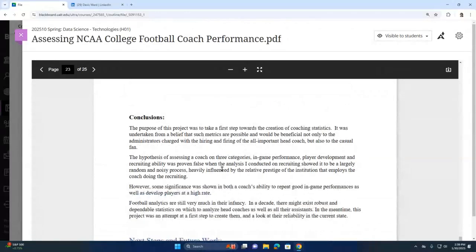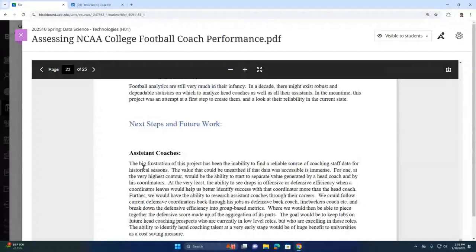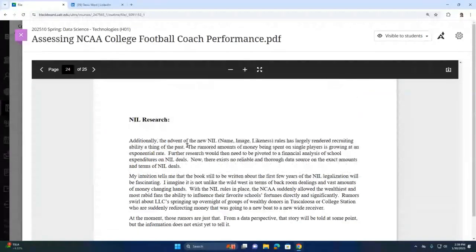And he summarizes his success. But this is also a great thing. He talks about how he could have improved this work. And he mentioned that one of the things that's lacking is there's not a lot of coverage of assistant coaches or those coordinators. And he said, so that's a limitation. I just couldn't find data for these folks.